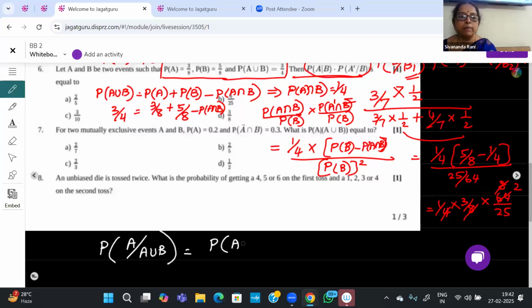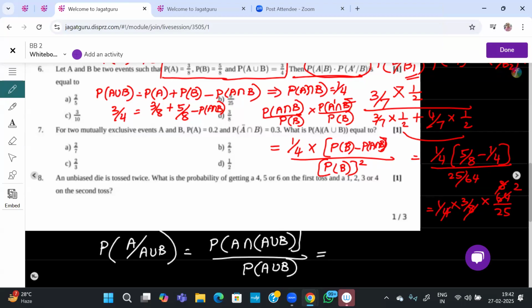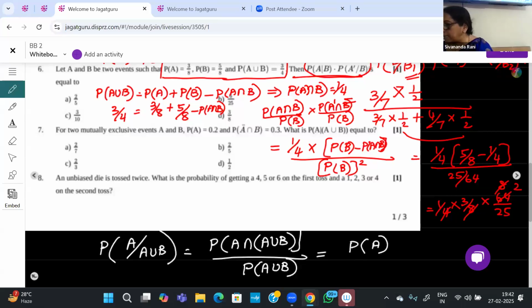This is nothing but P of A intersection A union B. Do you all agree? What is A given X? It is P of A intersection X by P of X, right? I didn't mean the complement, I mean it's a single event. Can someone tell me what is the intersection of A with A union B? A. Very good. Because A union B contains A, right? A is a subset of A union B, so its intersection can only be itself.